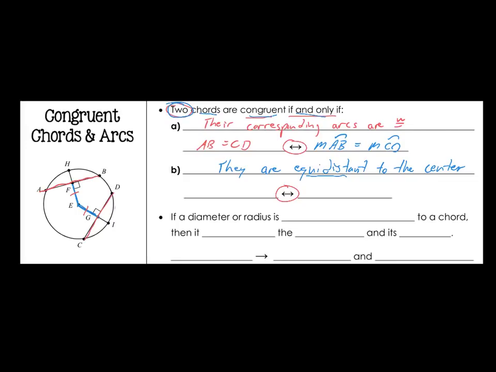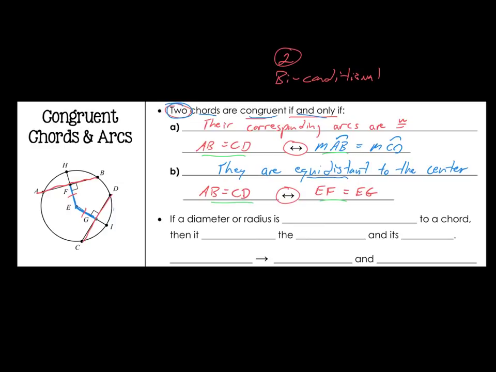That's why we have these, what we refer to as biconditional arrows. Biconditional means two-way. This statement can be read from left to right or right to left. Same as the one I'm just about to write. AB is equal to CD when EF, I'll write it in blue, is equal to EG. So that's what we just talked about right here.